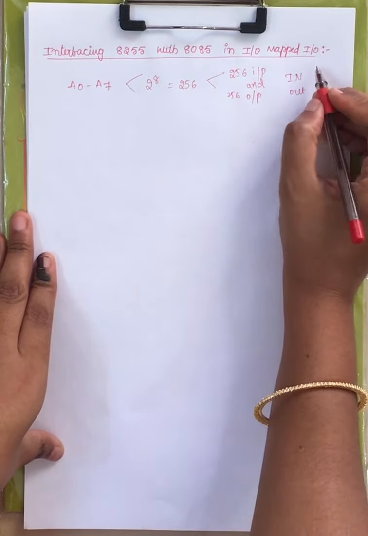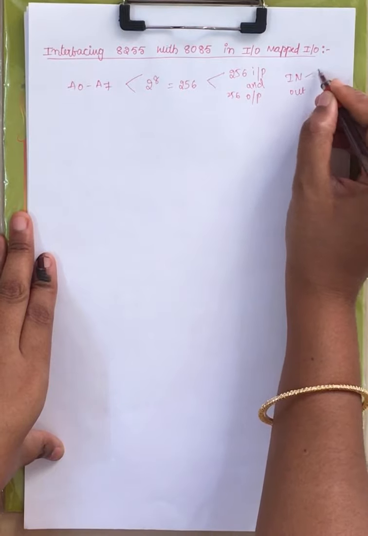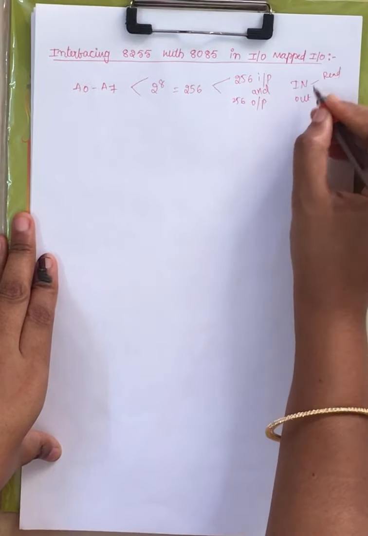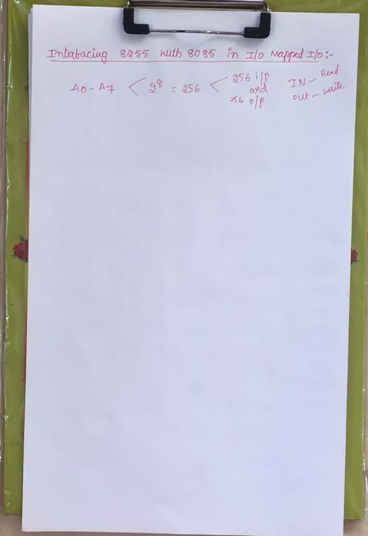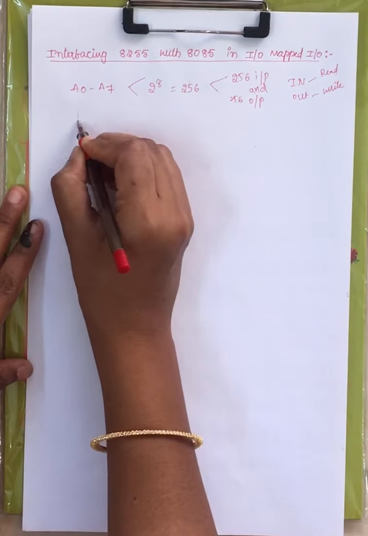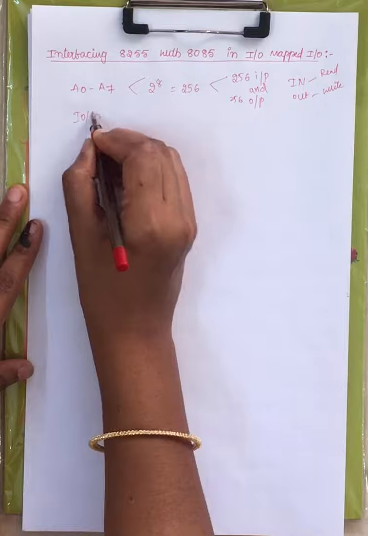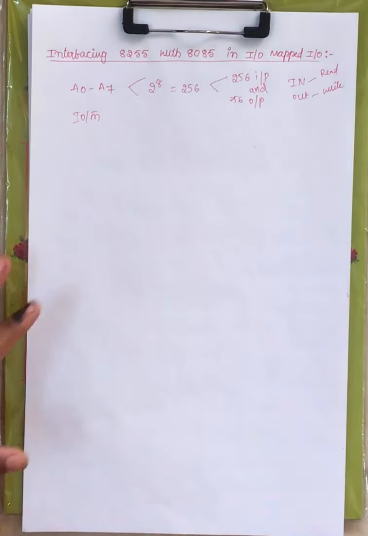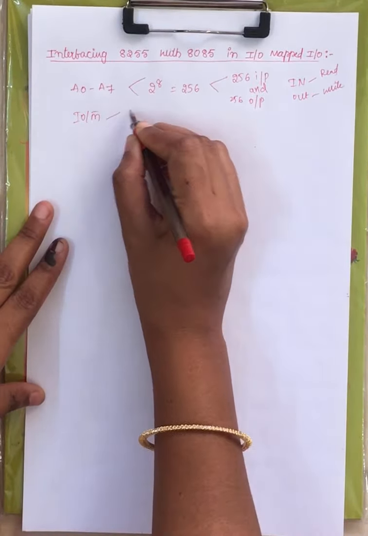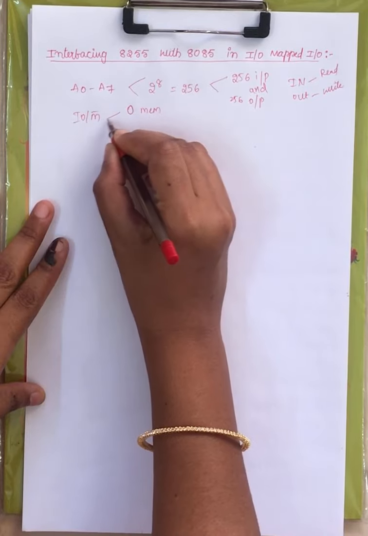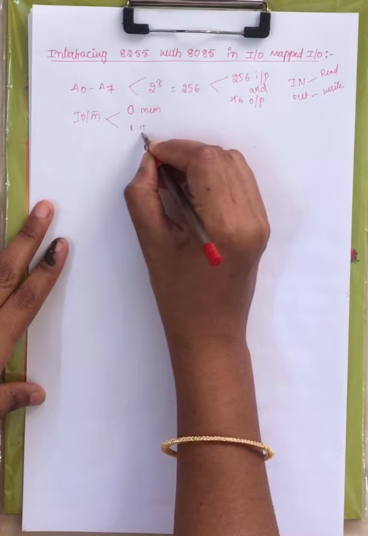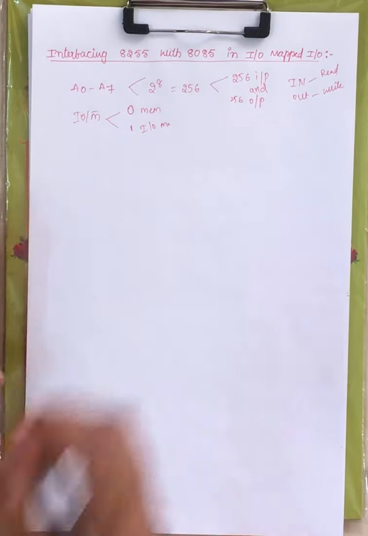Now in this we are using the IN and OUT instructions. In this IO mapped IO we are using IN and OUT instructions. IN is used for the read operation and OUT is used for the write operation. Now we have a pin under 8085, that is IO/memory bar. This will be logic 0 for memory mapped IO, and this will be logic 1 for IO mapped IO.